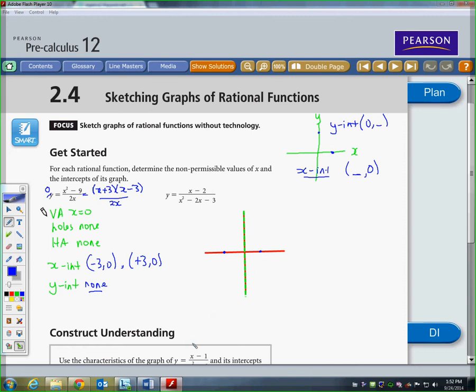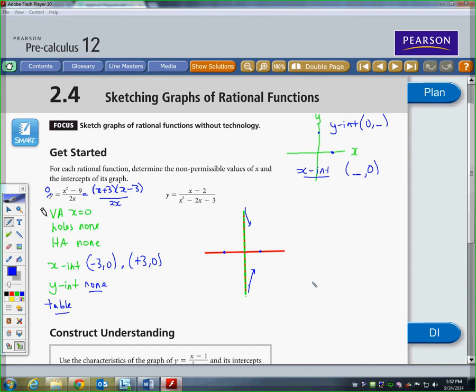I don't really know too much about what this graph is going to look like, but I do know that the behavior on the left-hand side and the right-hand side of this vertical asymptote will be approaching either positive infinity or negative infinity. On the right-hand side, it'll either look like this or like this, one of those two. I don't know which, and that's where I bring out the table of values.